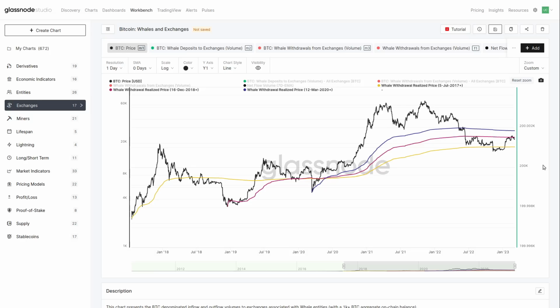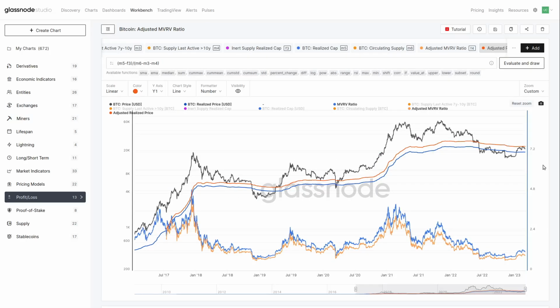You've also got a psychological element to this. There are entities in this market who are actually kind of sensitive about this particular level.